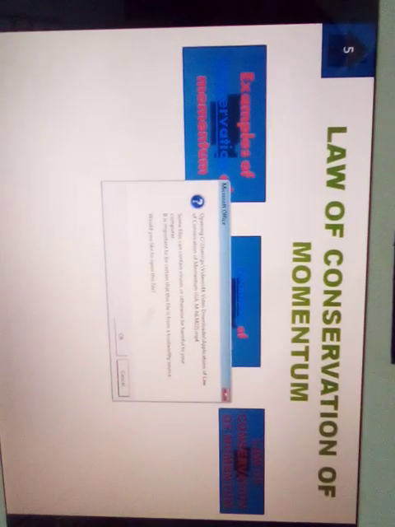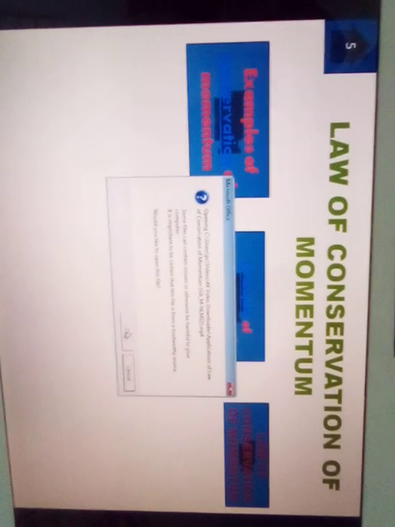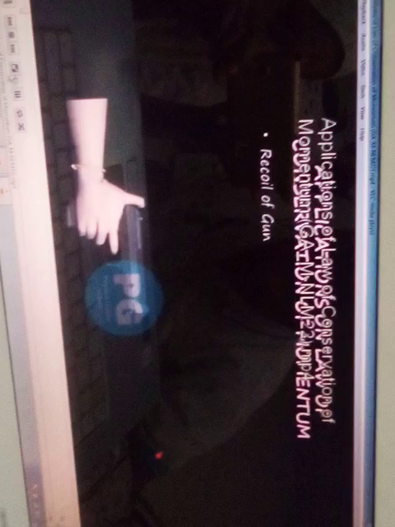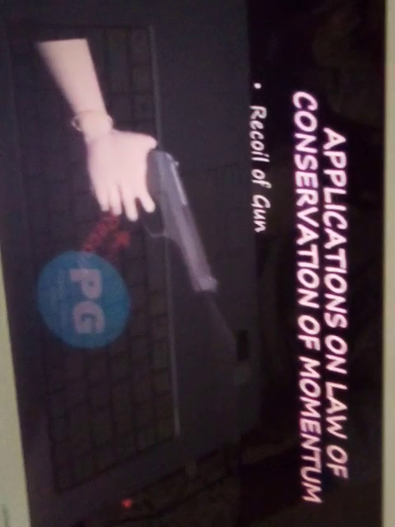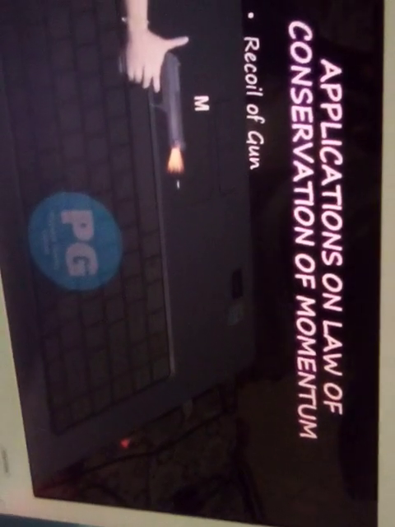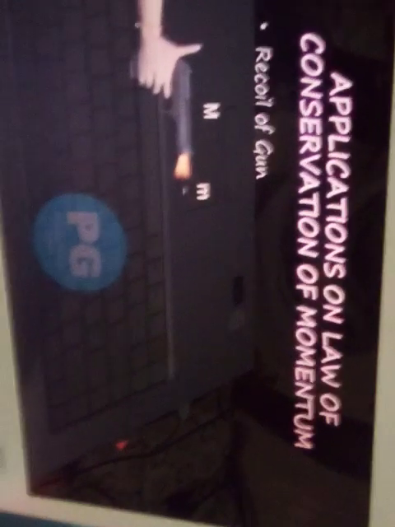Let's see another example of conservation of momentum. After having studied the law of conservation of momentum, let's talk about its applications. When a gun loaded with a bullet is fired, the bullet moves with a very high velocity. By Newton's third law, to every action there is an equal and opposite reaction. Thus, the gun recoils in the opposite direction. Since the gun is much more massive than the bullet, it recoils back with very little velocity.